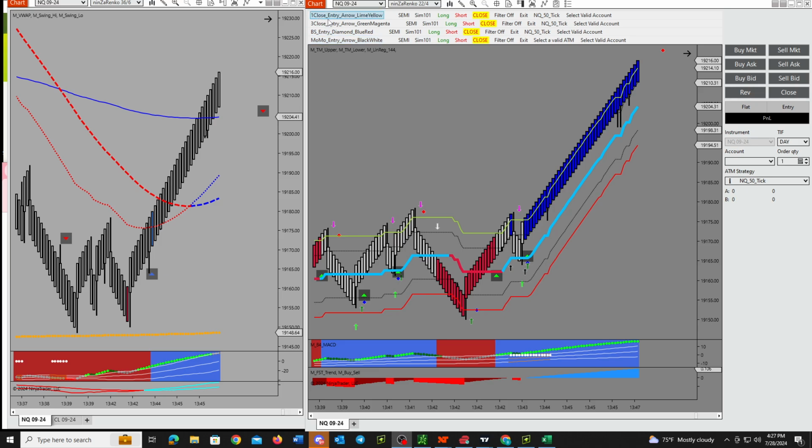I have a one close entry, which is lime and yellow, lime up, yellow down. I have a three close entry method. The arrow is green for up, magenta for down. I have a buy sell entry, shown by a diamond, blue up, red down. The BS buy sell is part of the B4 indicator, set to a specific length. The Momo entry is a black up arrow, a white down arrow.